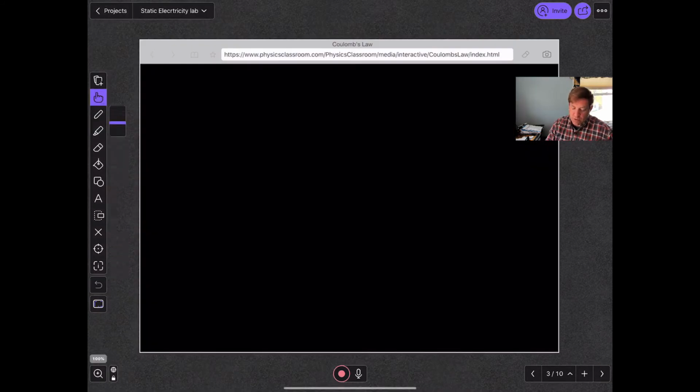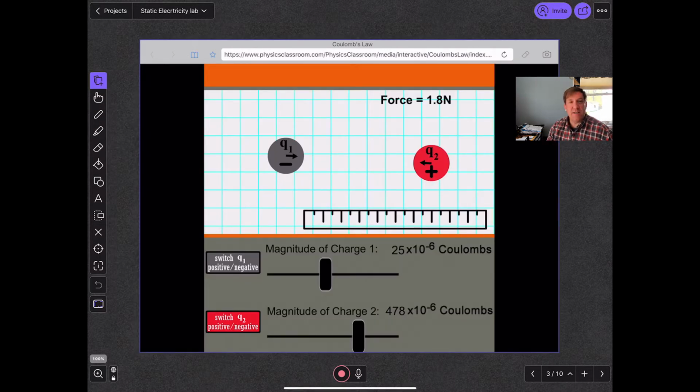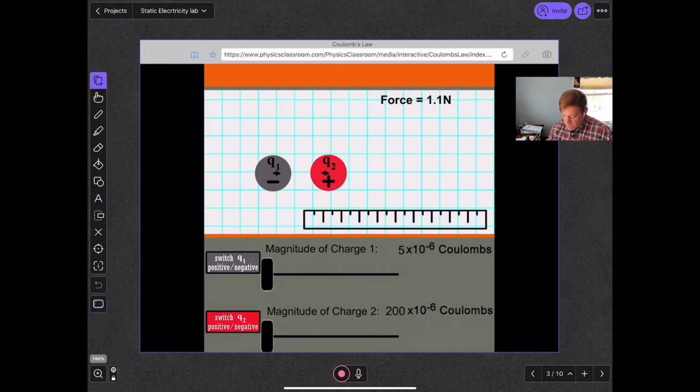So we reload the page. This is where things get a little bit ornery. I've had to redo this a couple times. And so I've moved them to 3 apart. I've moved the sliders down to their lowest levels. And as I said, the experiment starts at 5 and 200. And notice the force came out to be 1 Newton. So that's kind of like when they're this far apart, they attract each other with a pretty small force.